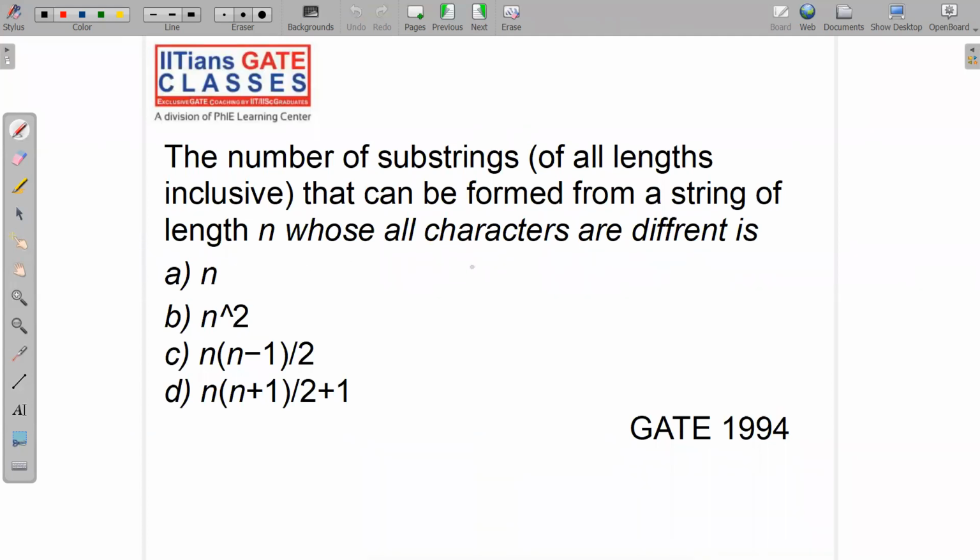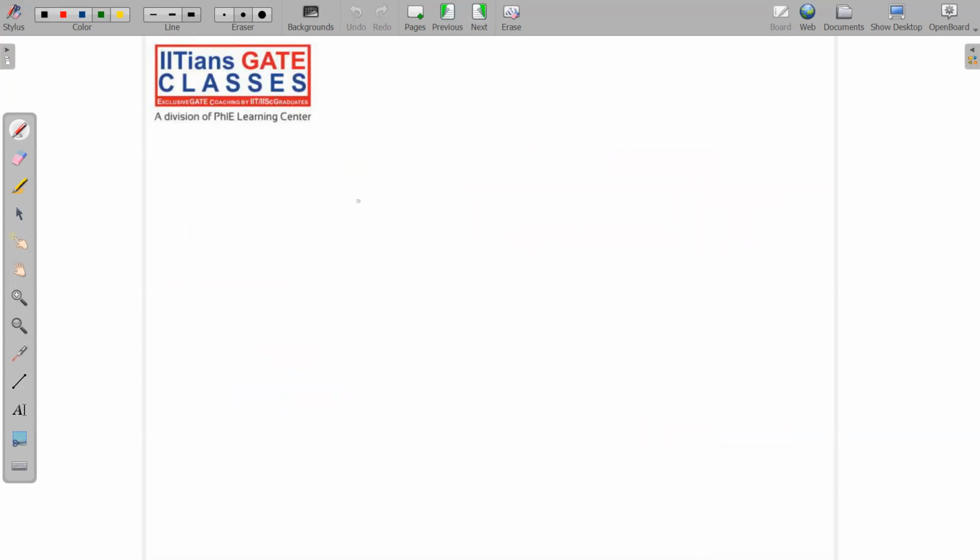Now we will do some questions. The first question is: the number of substrings of all lengths inclusive that can be formed from a string of length n whose all characters are different is. So these are some options. This question is of GATE 1994. Let's move to next slide and try to solve this question.